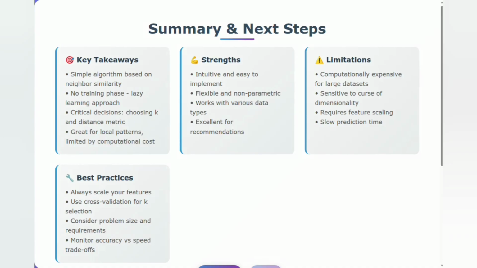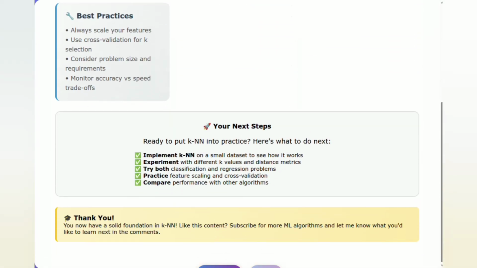KNN's main strengths are its simplicity, flexibility, and ability to capture local patterns. Its main weaknesses are computational cost and sensitivity to high dimensions and irrelevant features. Remember to always scale your features, use cross-validation to choose K, and consider whether KNN is appropriate for your specific problem size and requirements. When implemented correctly, KNN can be a powerful tool in your machine learning toolkit.